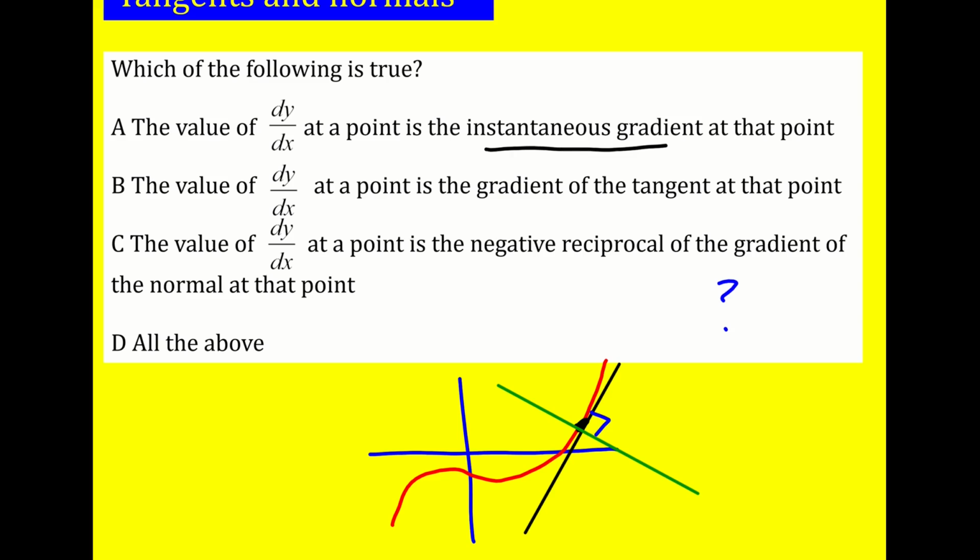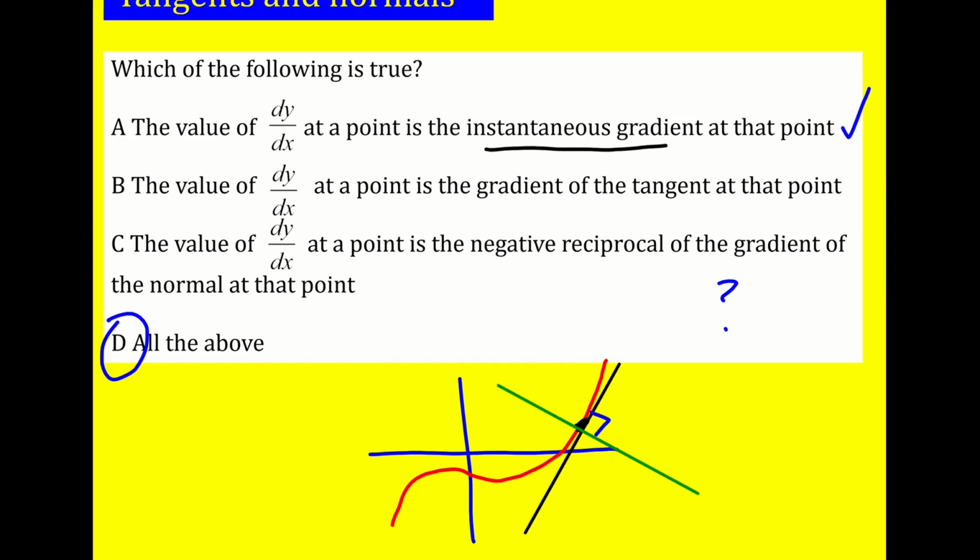Well, the answer is D. The value of dy by dx, this is the instantaneous gradient, but in terms of x, is the instantaneous gradient at that point. So if I have a cubic, I find dy by dx, and I let x equals 5 or something, it gives me the gradient at x equals 5. So that one's fine.